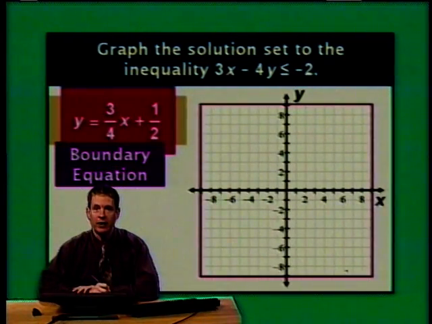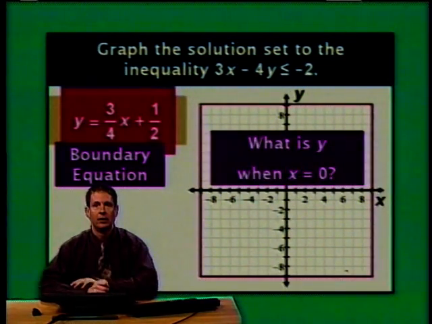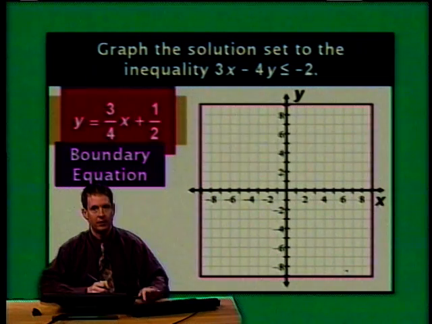So our boundary equation is y equals 3/4 x plus 1/2. I can use my slope 3/4 to find my second point and my third point, but I need to come up with some point on this line as my anchor point before I can start using that slope. So let's think about values of x. What is y when x is 0? y is 1/2. I don't want to plot the point 0, 1/2.